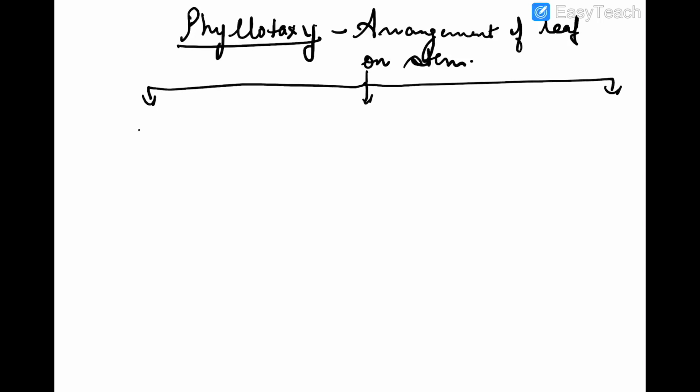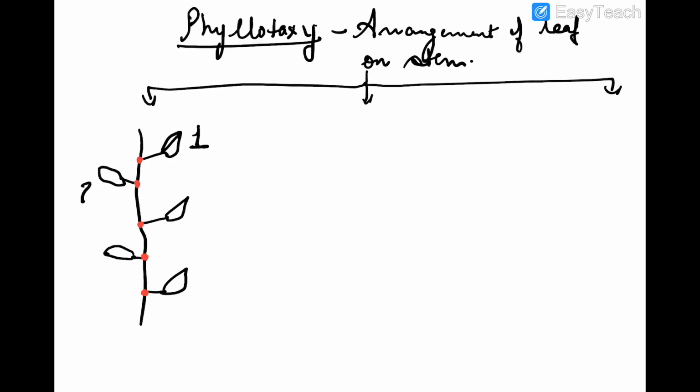First phyllotaxy is, if on a given common axis, these are the nodes which I am drawing in red, a single leaf has arisen from each node in an alternate manner. This is the first leaf, this is the second, this is the third, this is the fourth, and this is the fifth leaf. So here a single leaf has arisen at each node in an alternate manner. Such type of phyllotaxy is known as alternate.